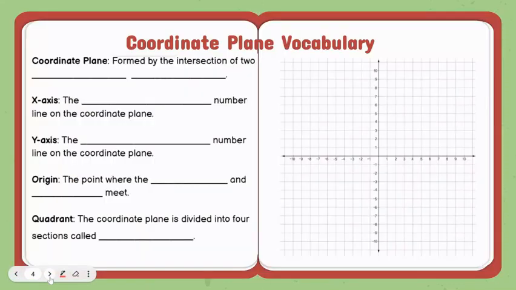All right, so to the right is an image of the coordinate plane. The coordinate plane is formed by the intersection of two number lines. So please go ahead and write that down on your paper. So two number lines.